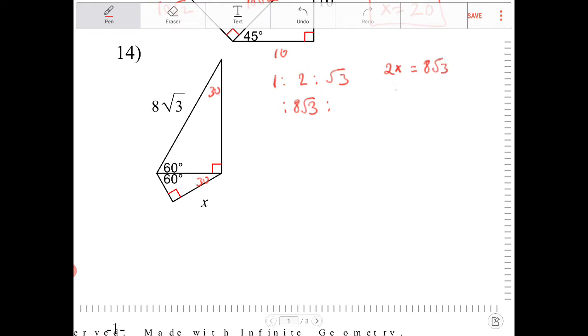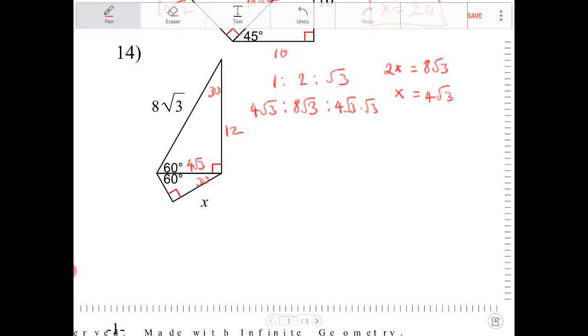I'm multiplying x by 4, because if I divide both sides by 2, I get 4 radical 3. So what would that imply about the other sides? The side opposite 30 will be 4 radical 3. The side opposite 60 will be 4 radical 3 times radical 3. So opposite 60 degrees, that would be 12. Opposite 30 degrees would be 4 radical 3.